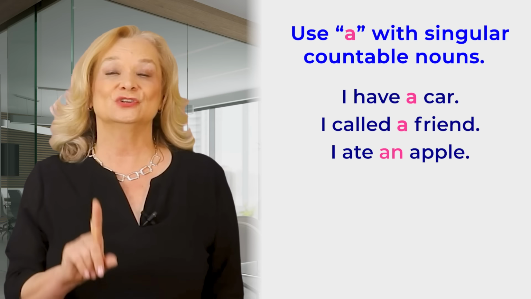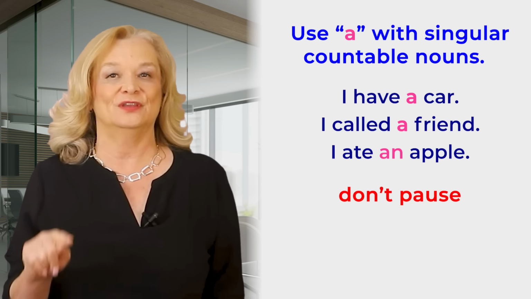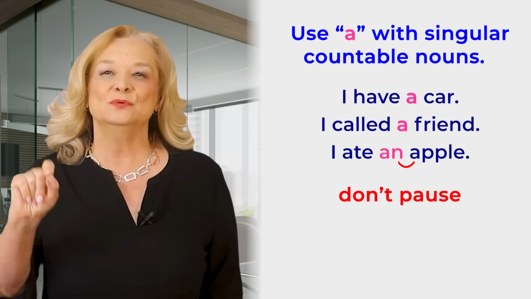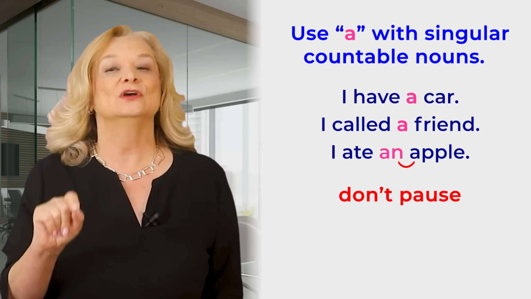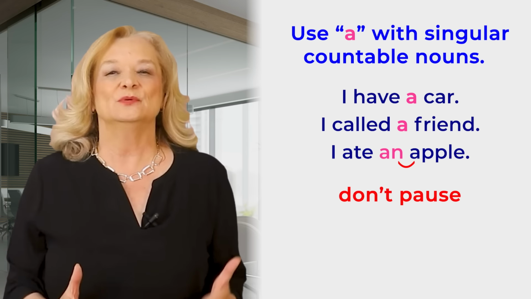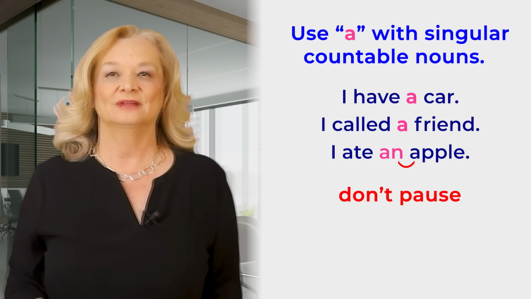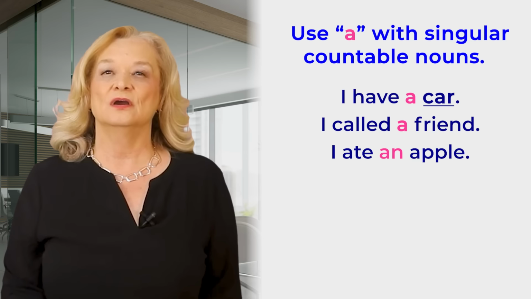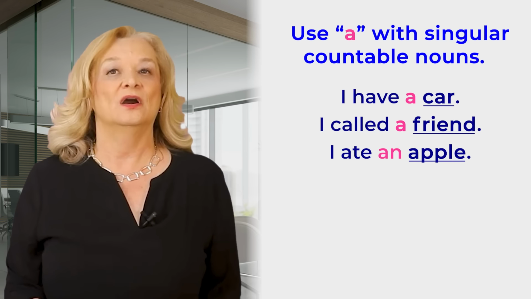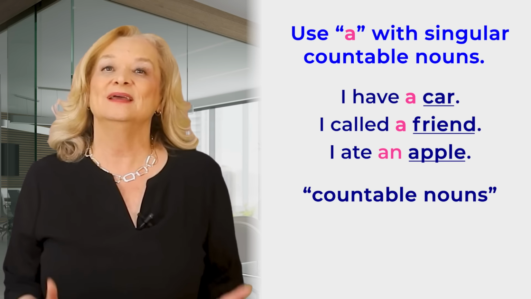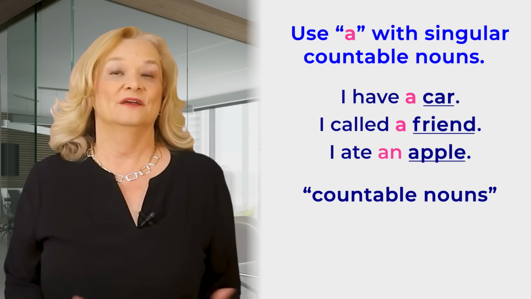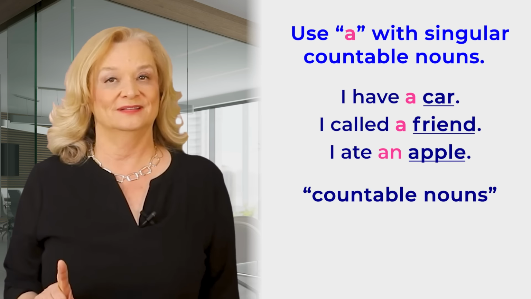But make sure that you don't pause after the article an. That n is there so that you can smoothly go from one sound to another. Otherwise, it would sound like this, a apple. An apple sounds smoother and it's easier to say. Car, friend, and apple are countable nouns. We can count them. We can have 2 cars, 10 friends, 5 apples, and so on.